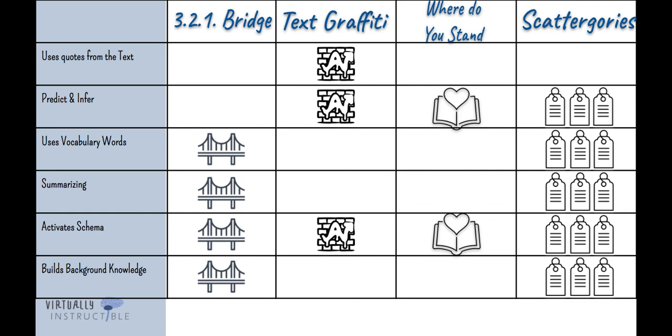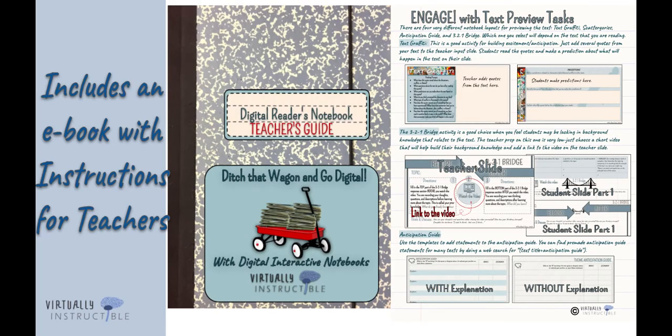The 3-2-1 bridge is a little different from categories because it can also help if you're going to be going over a text where there's topics and issues, like the refugee example that I gave, that are unfamiliar with the kids. That would be a really good one to use with the 3-2-1 bridge. So that's it for today. Thanks for watching my video.